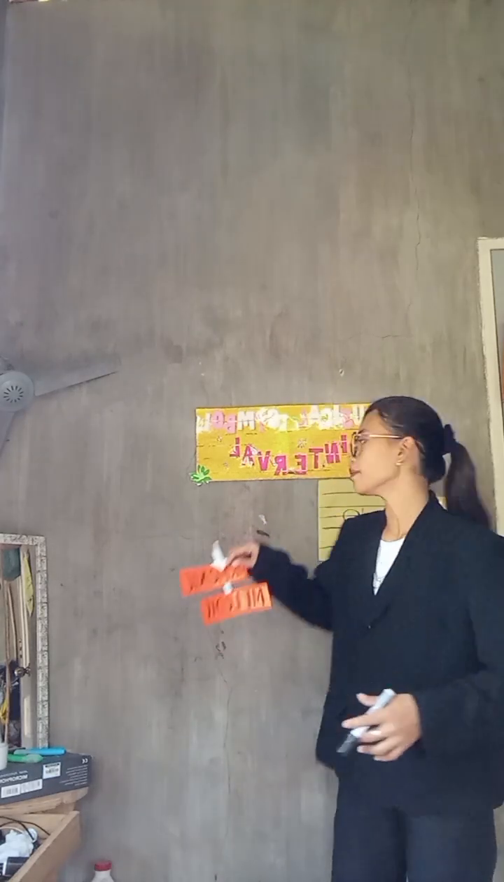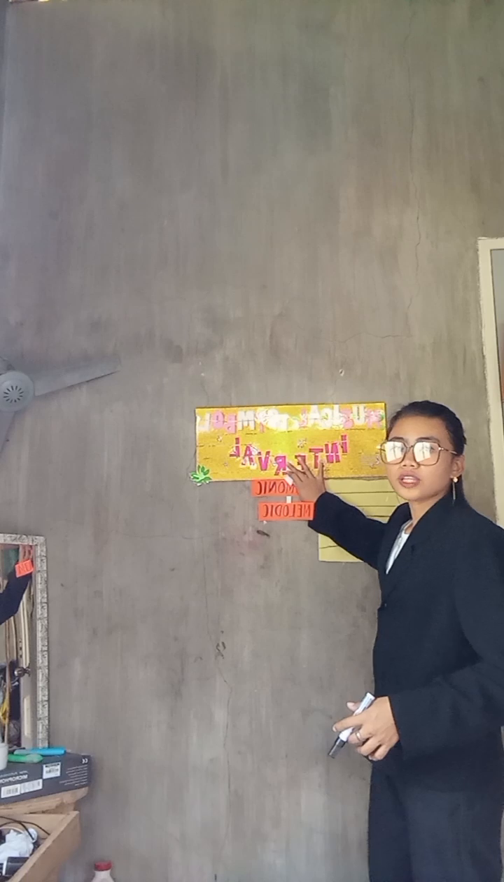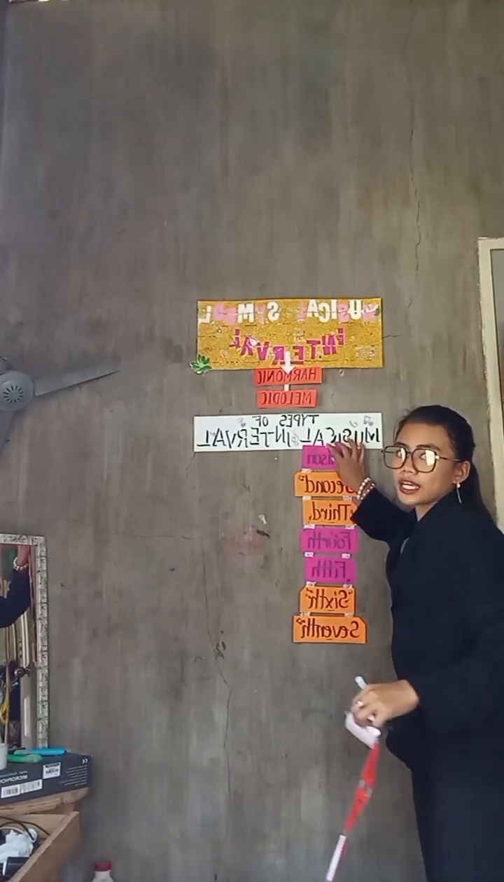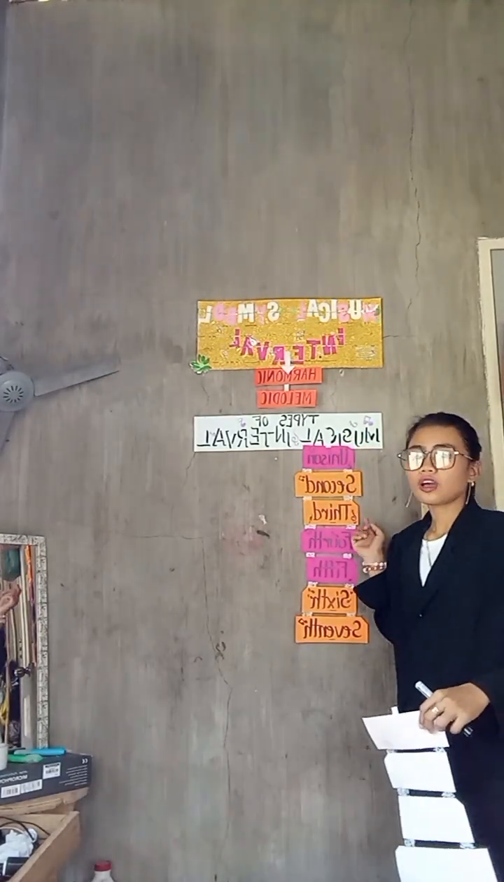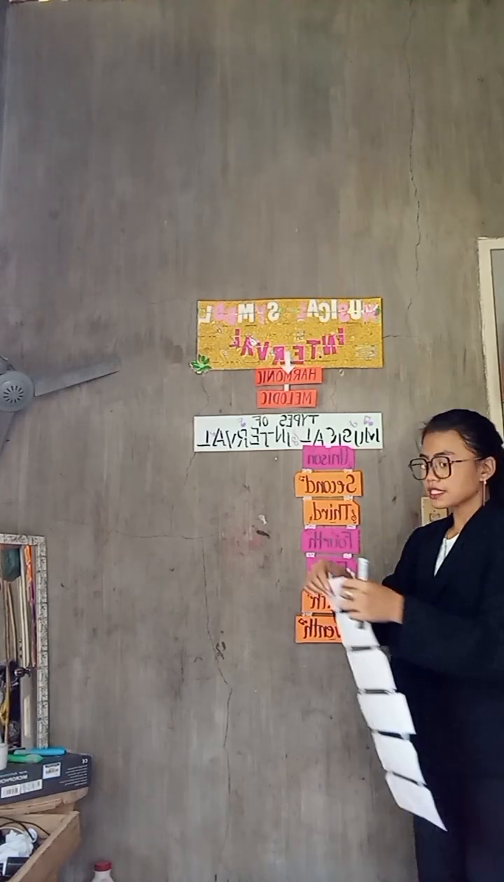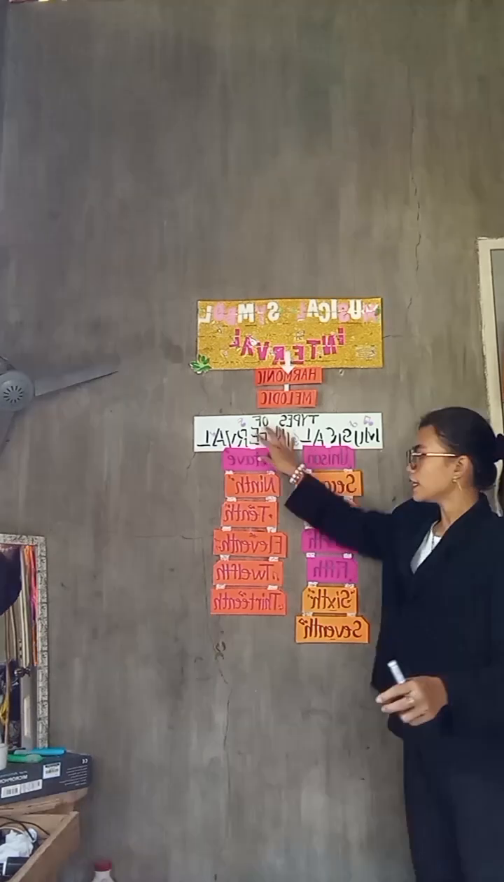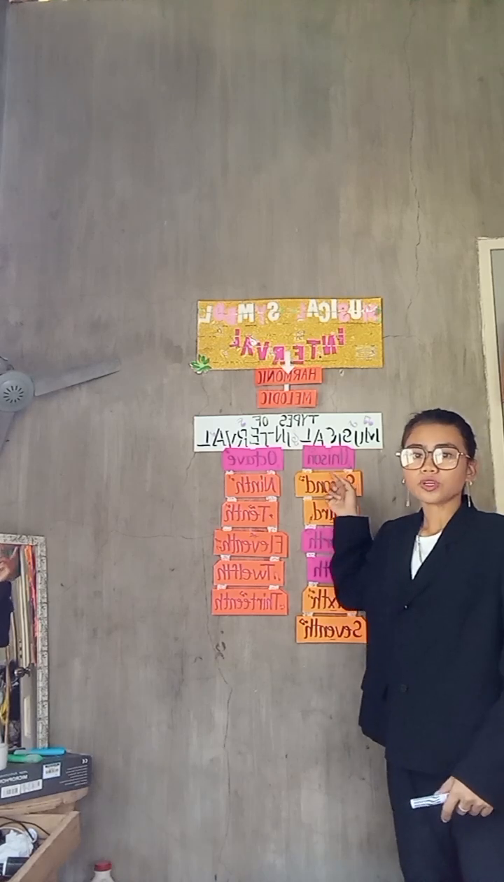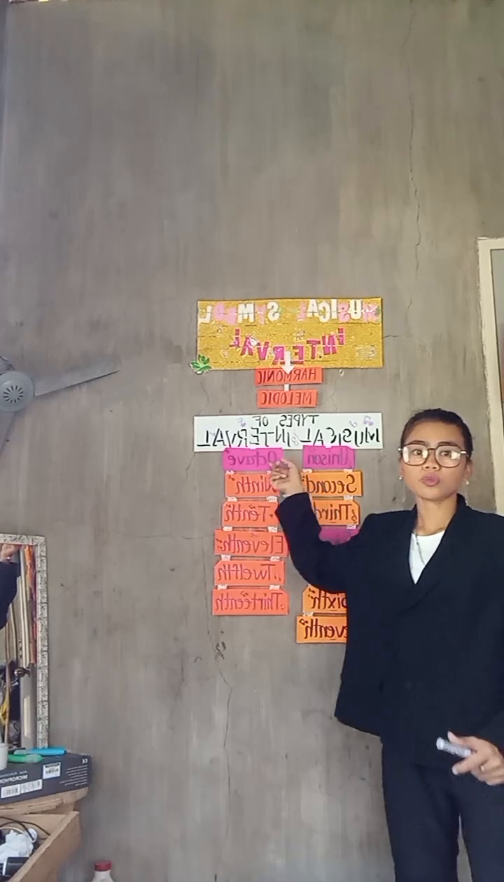By the way, interval can also be called harmonic or melodic, depending on how it is played. Harmonic is when you play the two notes simultaneously, while melodic is when you play the two notes one after the other. The types of musical interval are unison, second, third, fourth, fifth, sixth, seventh, octave, 9th, 10th, 11th, 12th, and 13th. Unison is what we call the first, and the octave is what we call the eighth.